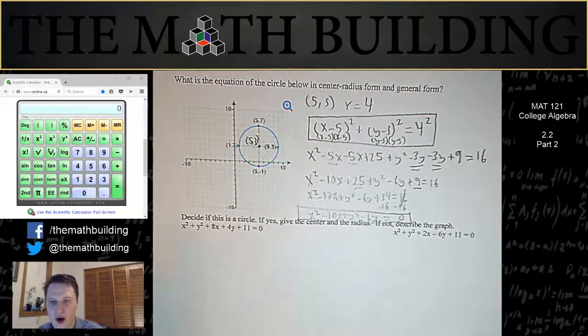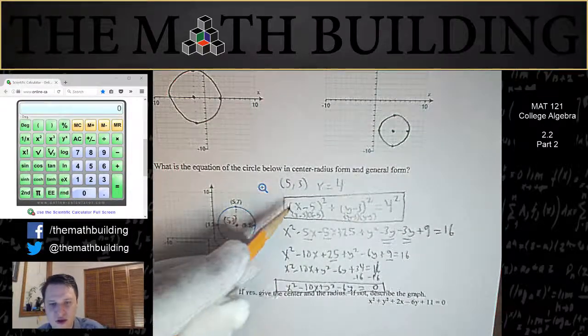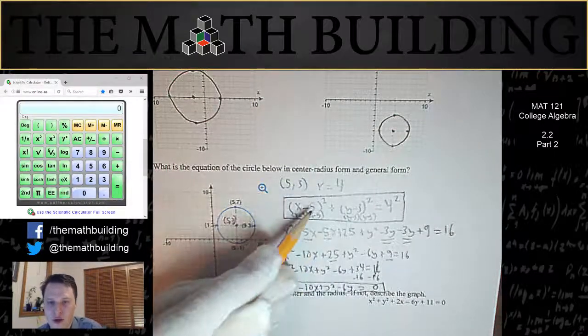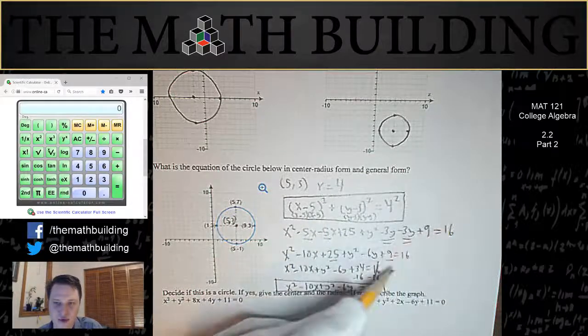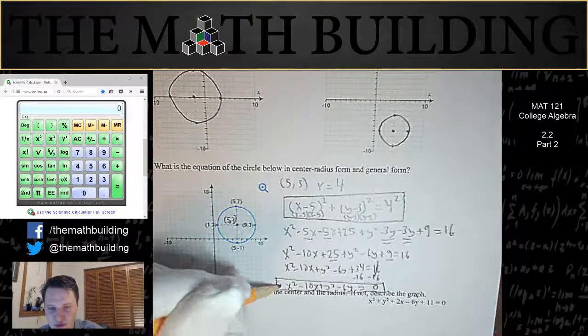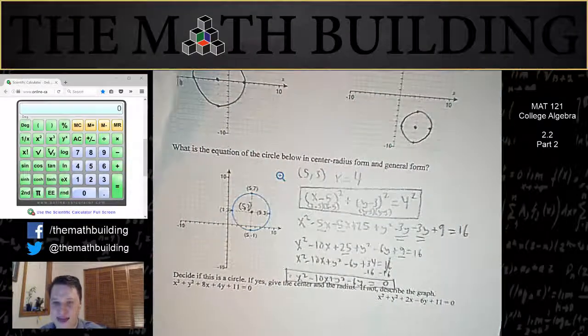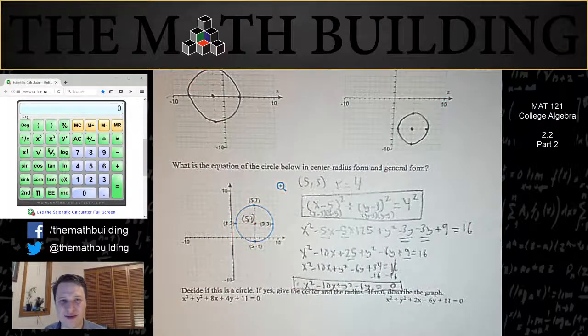So it's not too hard, sorry, that's a little hard to read. It's not too hard to go from this form to this form. You just FOIL this, combine like terms, and move this number over. It is far more challenging to go from this form to this form, and that's what we are going to do in part 3. And so I will see you next in part 3.